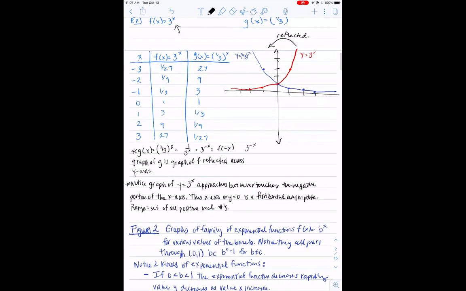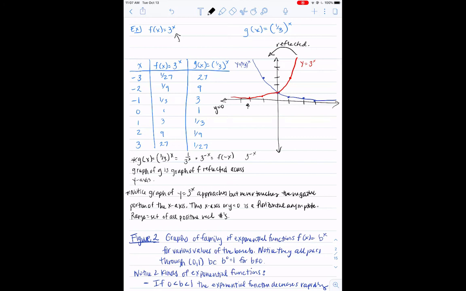Okay. And then notice that the graph of y = 3^x approaches, but it never touches the negative portion of the x-axis. So the x-axis, y = 0, is a horizontal asymptote. And then our range here is the set of all positive real numbers. We never go below this axis, so we always have a positive real range.